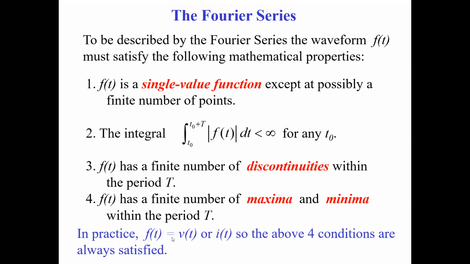So in practice, f(t) is equal to v(t) or i(t), so the above four conditions are always satisfied. V means the voltage, I means the current, right? V means voltage, I means the current. F means the frequency.